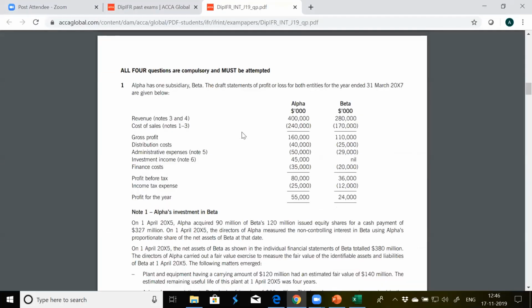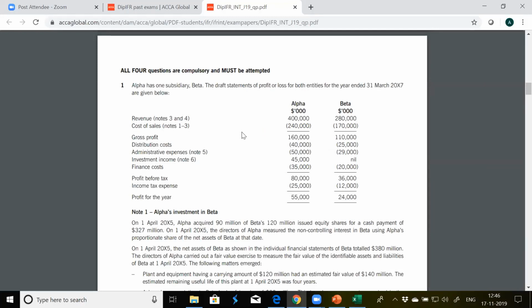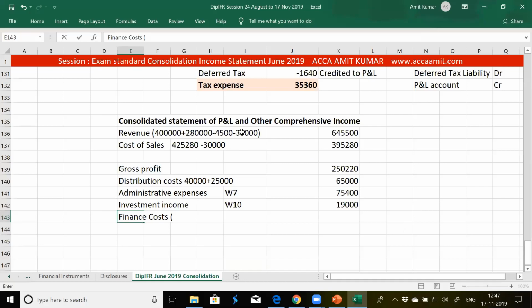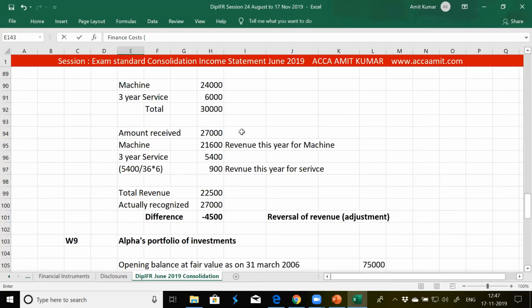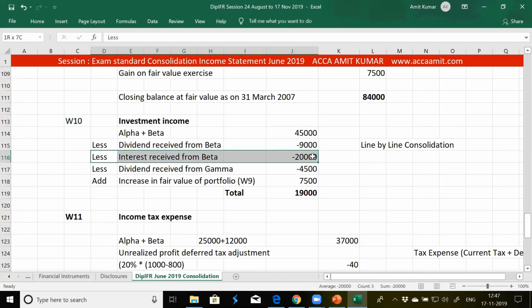Next is finance cost, 35,000 plus 20,000. If you remember, I said that there is an interest income on one side and there is an interest expense on another side. So this is finance cost, means this is an expense. And the finance cost included by beta, 20,000, is which expense? In the investment income in working note number 10, we removed interest received from beta. This we have removed.